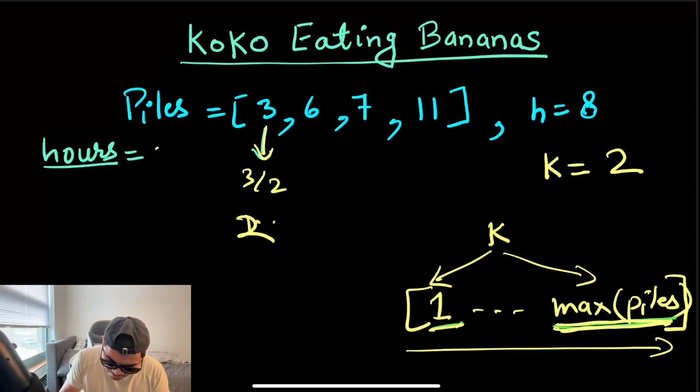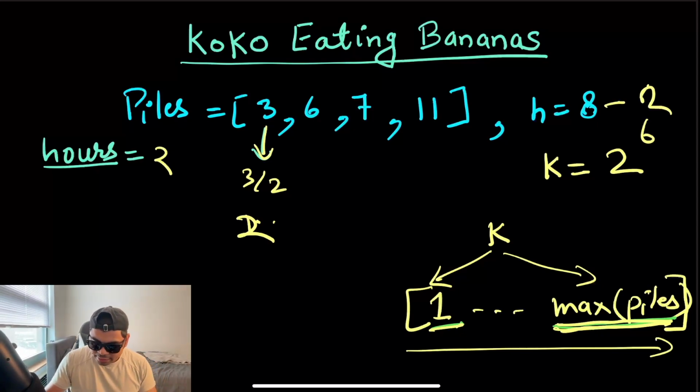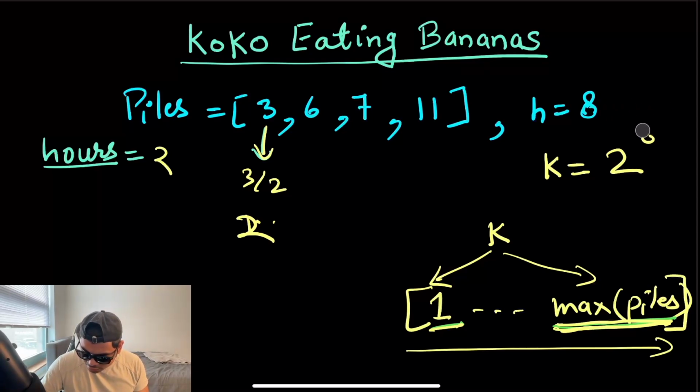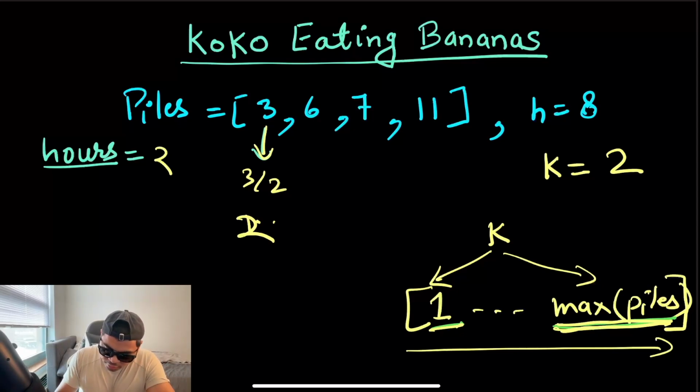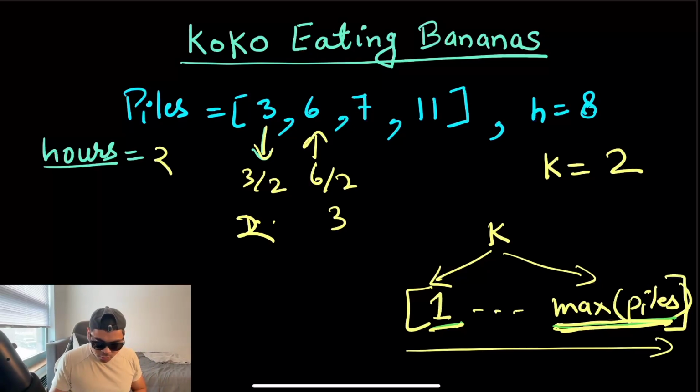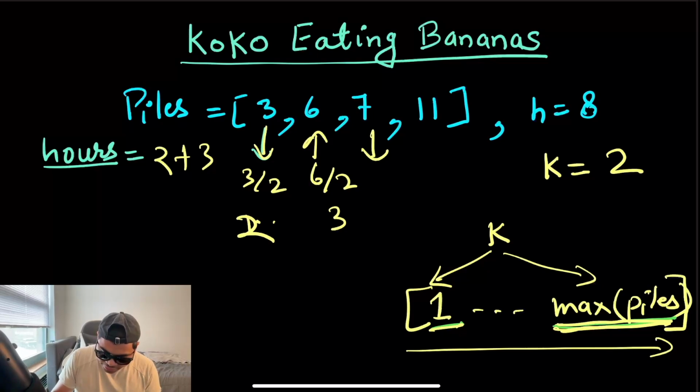So she spent 2 hours here, and now 2 hours are gone from 8. Basically now we have 6 hours left, and I think we don't have to write it down like this. We just understand it verbally. So now we come over here. 6 by 2 is 3 hours. So plus 3, now we have 5 hours gone and remaining hours are basically 3, right? So 5 plus 3 is 8. Here we have remaining hours of 3.